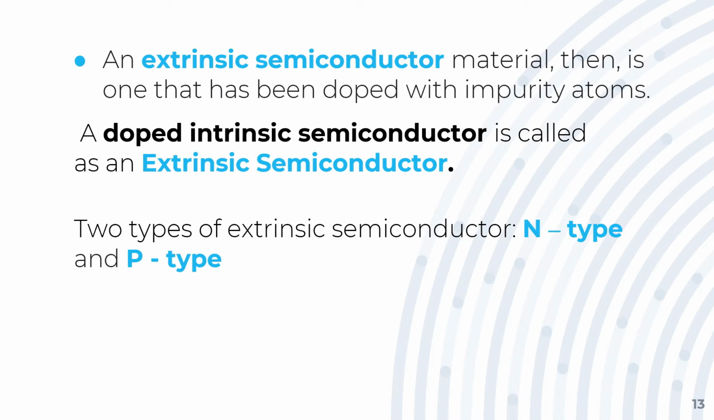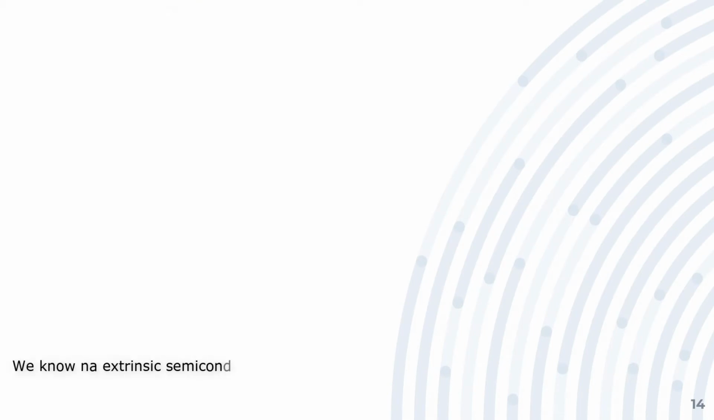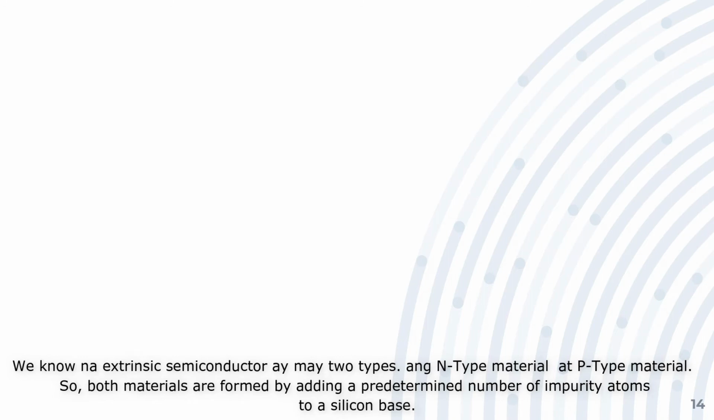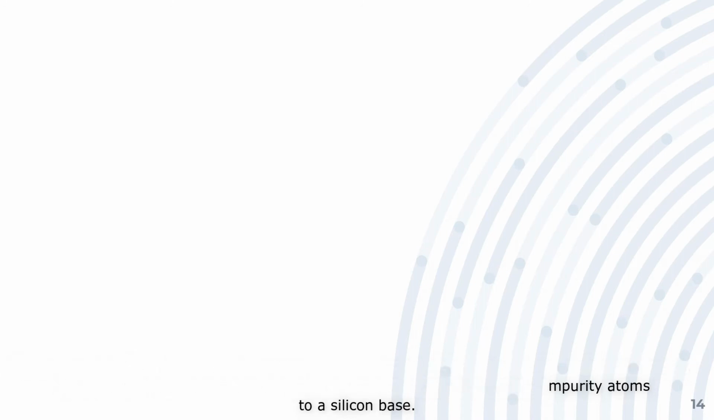So, if we will distinguish kung ano ang pinagkaiba ng intrinsic sa extrinsic, pag sinabi natin intrinsic, ito ay nasa pure form. Pag sinabi natin extrinsic, nadagdagan na siya ng impurities or na-dope na siya. We know na extrinsic semiconductor ay may two types, ang N-type material and P-type material. So both N-type and P-type materials are formed by adding a predetermined number of impurity atoms to a silicon base.